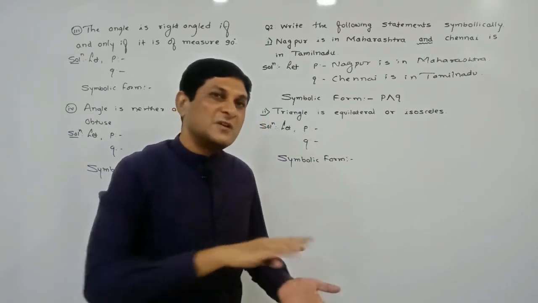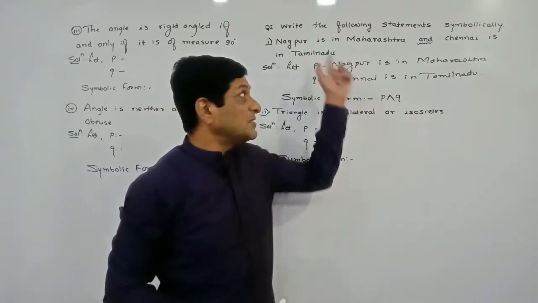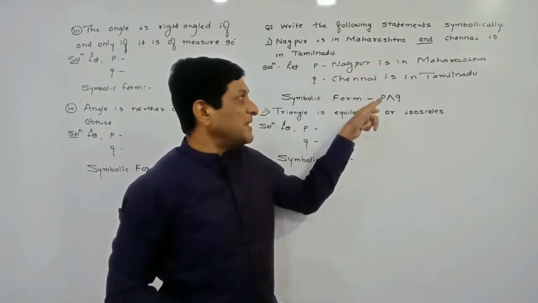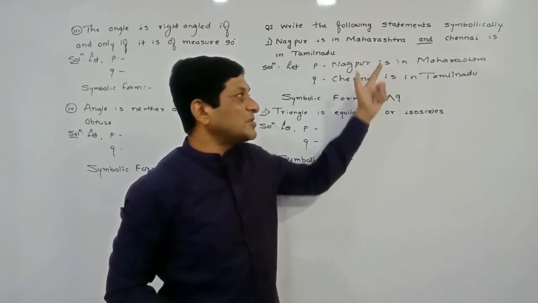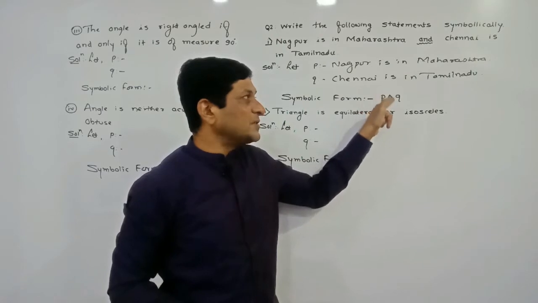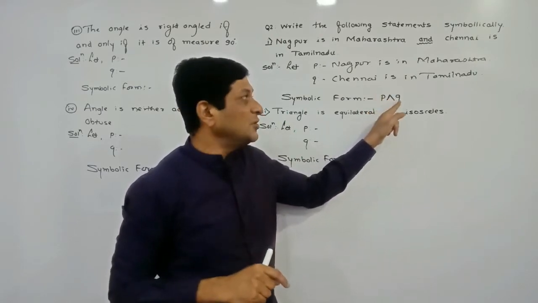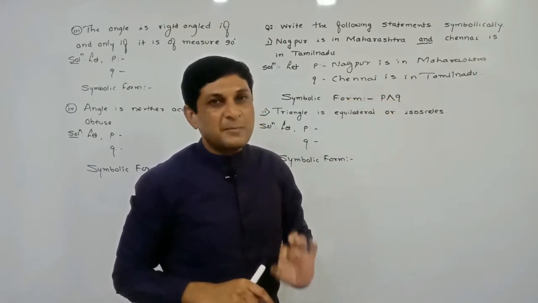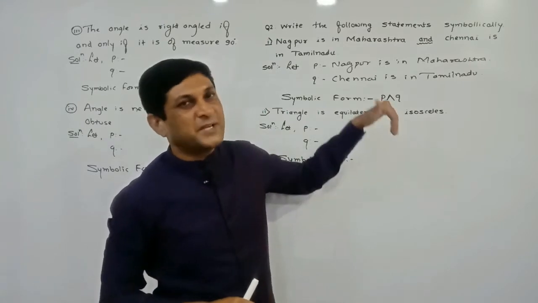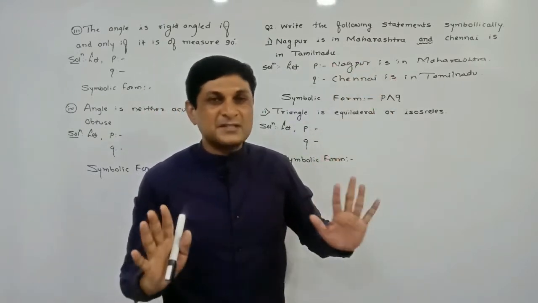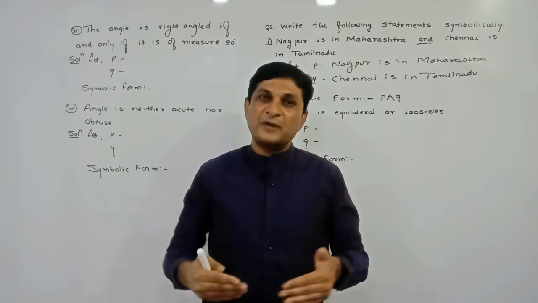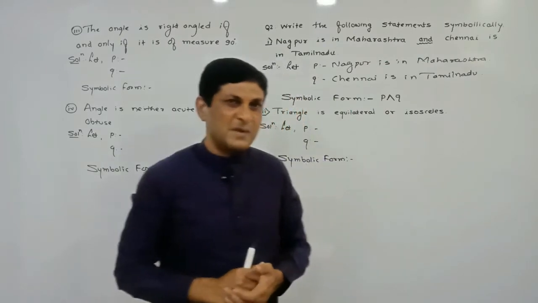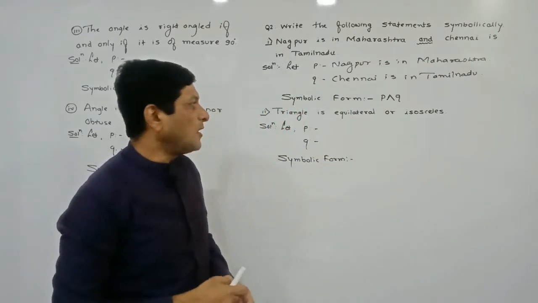Again, if you want to convert it into verbal form, at that time replace P by Nagpur is in Maharashtra, this symbol is of and, and Q means Chennai is in Tamil Nadu. So symbolic form can be converted into verbal, but as the given statements are in verbal form, we are converting them into symbolic form. The same method we are applying in all the examples.